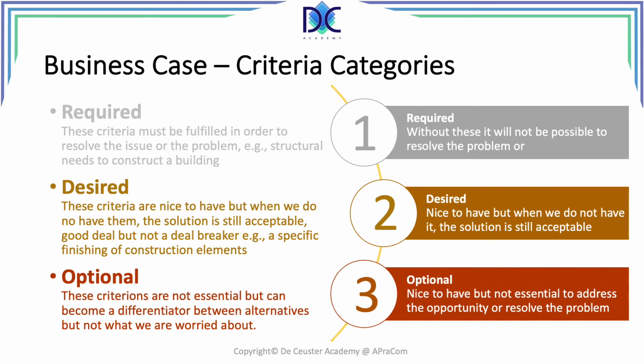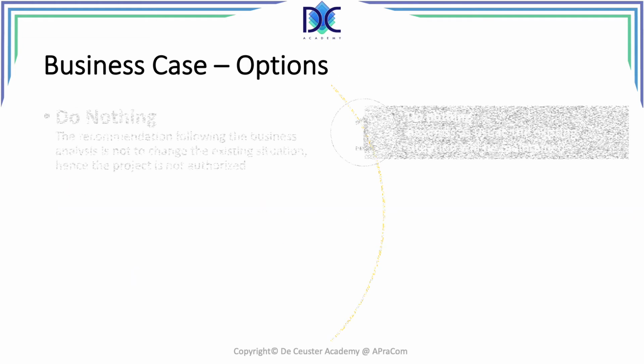Optional elements are things that are not essential, but they can be a differentiator between alternatives, but not what we are worried about. So there may be some things that could be nice. We could have an open roof, but it's not really necessary. We can have some additional features, which could be in some cases a differentiator, but they're not necessary to have a successful project. We also have to look at different options that we can do.